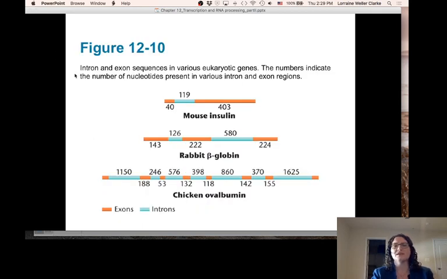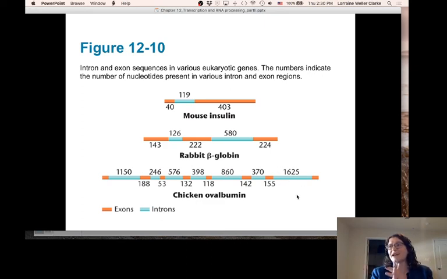All right, this is from your book: intron and exon sequences in various genes. The numbers indicate the number of nucleotides present. In mouse insulin, you've got 2 segments that are exons and then 1 small intron. Rabbit beta globin has these 2 sections, and look at chicken ovalbumin. It has so many different pieces stuck together, and all of those add up into ovalbumin, the protein inside of the egg. But again, there are more introns than exons here.